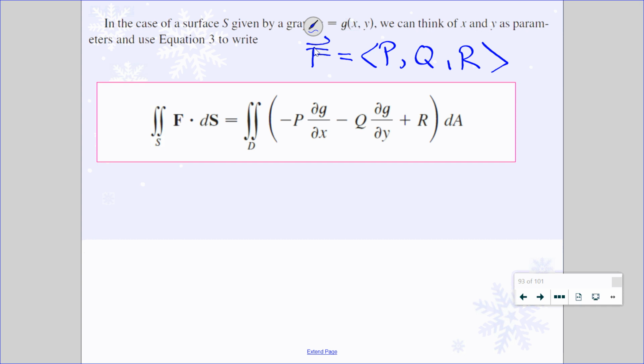We can just use this formula if you decide to just keep your parameters x and y, and this is how you can calculate the surface integral over a vector field F. So you'll create a function g of x, y, so essentially just solve for z, and then you have your vector field, and then that is how you do your surface integral. Okay? Questions on that?